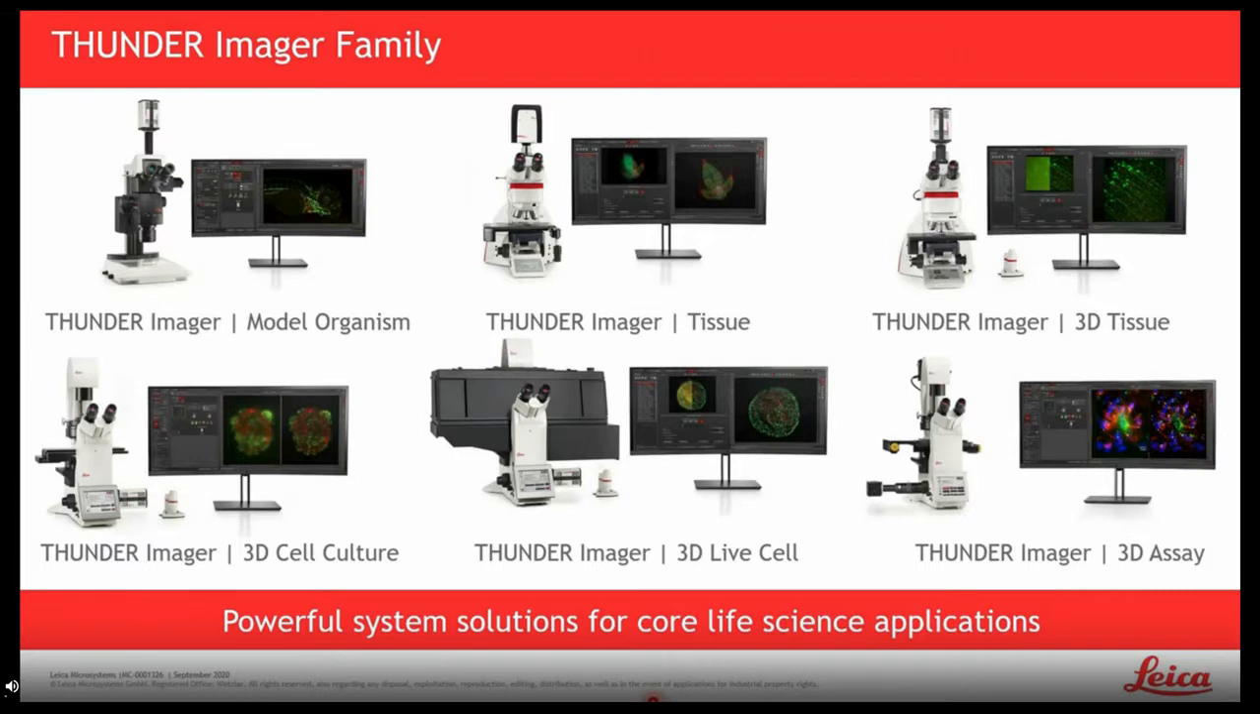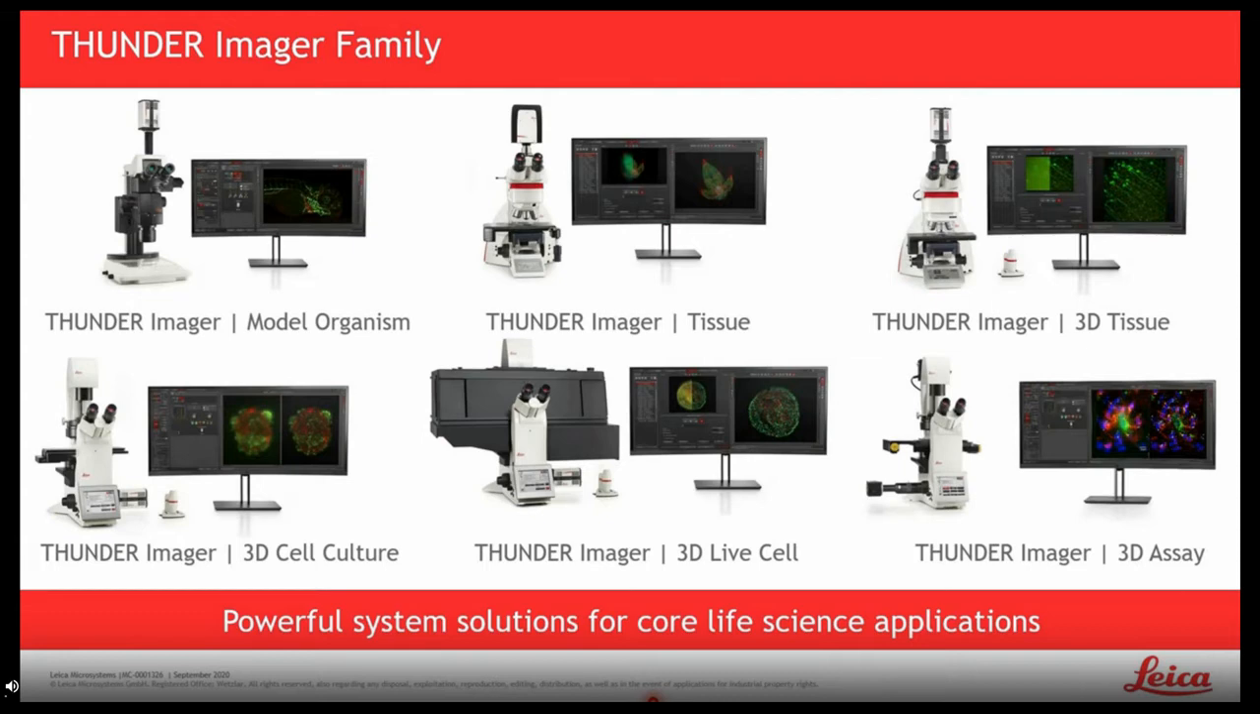Thunder is found on a variety of Thunder imagers or microscope platforms. Starting from the top left, we have the Thunder Imager Model Organism, which is ideally suited for imaging large biological systems such as zebrafish, C. elegans, Drosophila, or whole mouse. The reason for this is there's a large working distance between the objective and the sample.